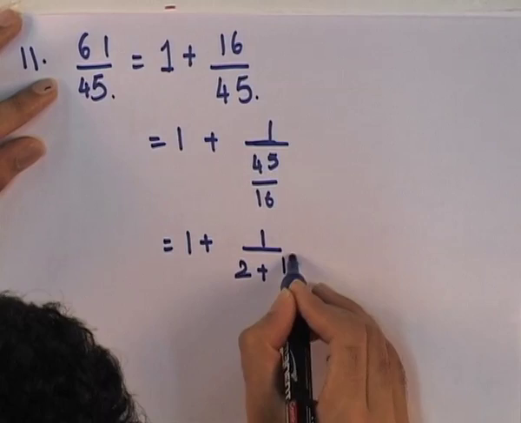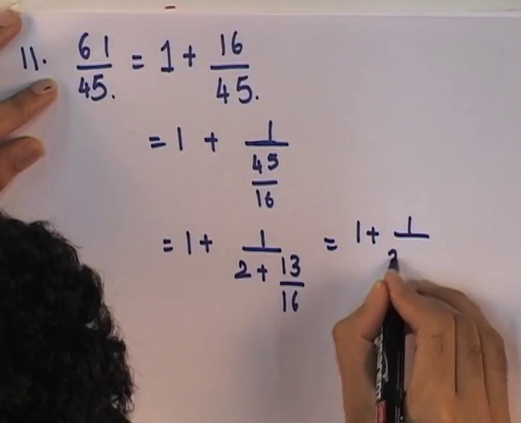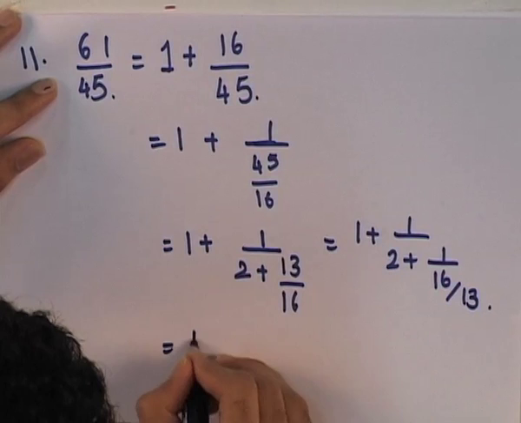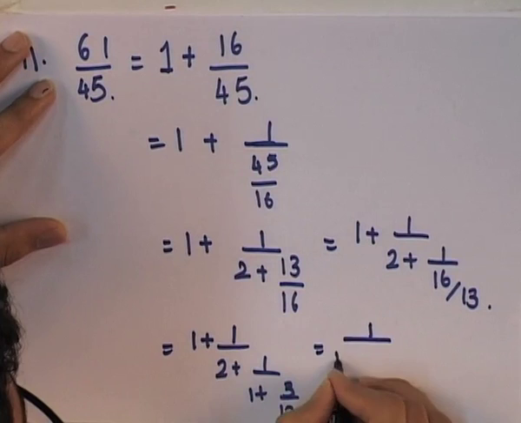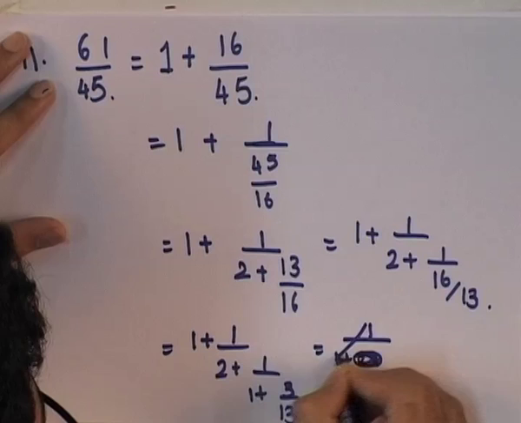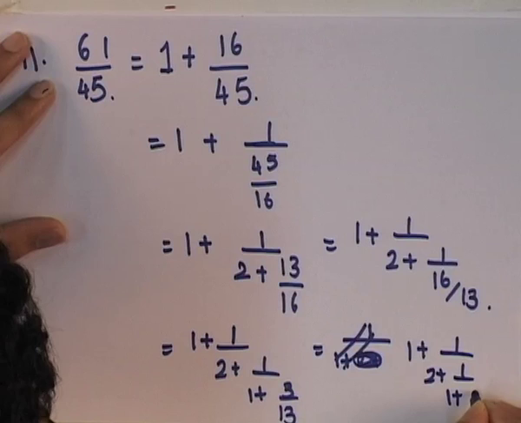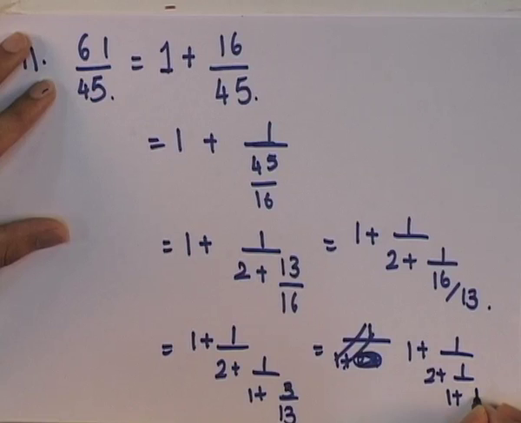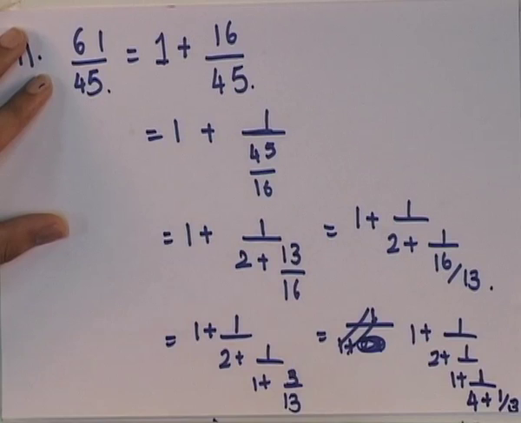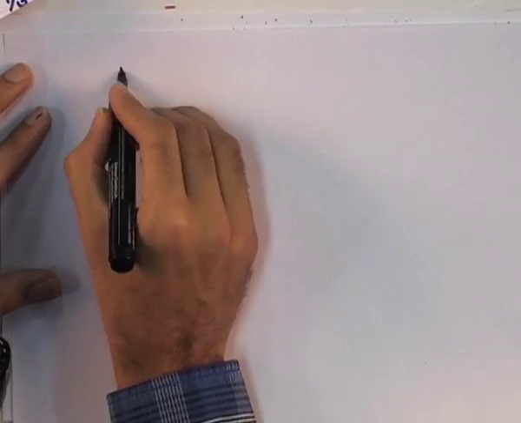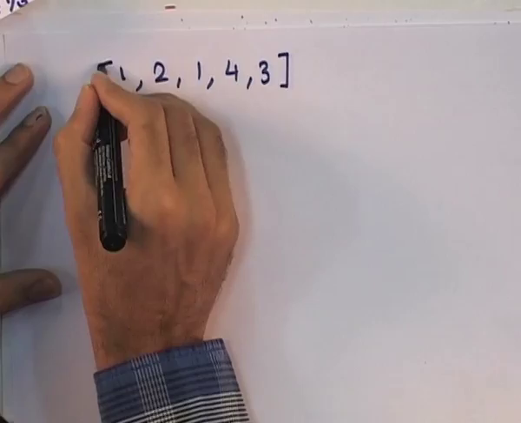This is same as 1 plus 1 upon 2 plus 1 upon 16 upon 13, which is same as 1 plus 1 upon 2 plus 1 upon 1 plus 3 upon 13. This is same as 1 plus 1 upon 2 plus 1 upon 1 plus 1 upon 13 upon 3. Now 13 upon 3 is same as, 3 fours are 12, plus 1 upon 3. So the continued fraction representation would be 1, 2, 1, 4, 3. So the correct answer is option A.